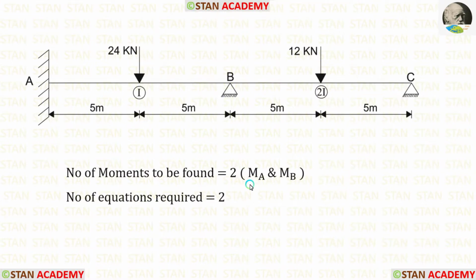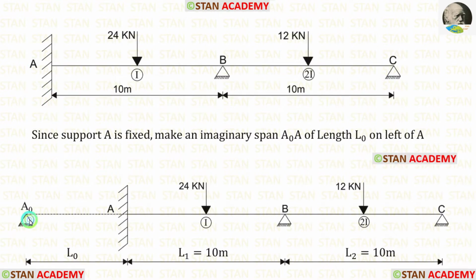In this beam, we have to find two moments, MA and MB. To find these two moments, we need two equations. Using the spans AB and BC, we can make one equation, but we need two. So we have to make an imaginary span on the left of fixed end A. You can see that I have made an imaginary span A0A having the span of L0. Now let us take the imaginary span A0A and the span AB and make the first equation.